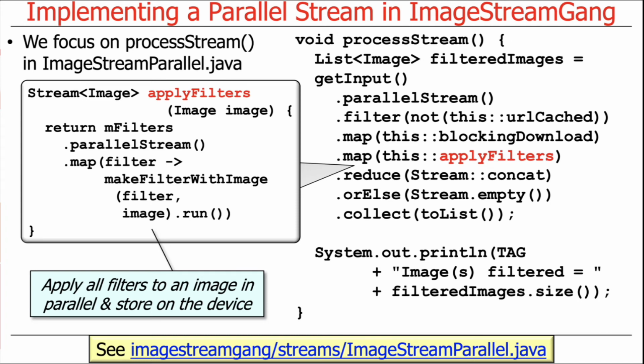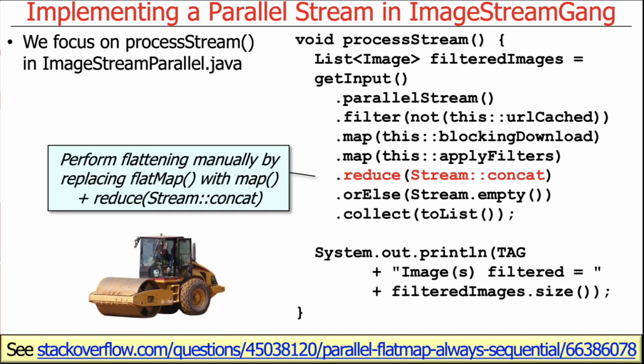Here's the applyFilters method. You can see what it does is, for every filter that we have, these are called transforms in your program but same idea, for every filter in parallel, apply the filter to the image and then return that as a stream of filtered images. So that's what this is doing. And then what we get out of that, of course, is a stream of streams of filtered images.